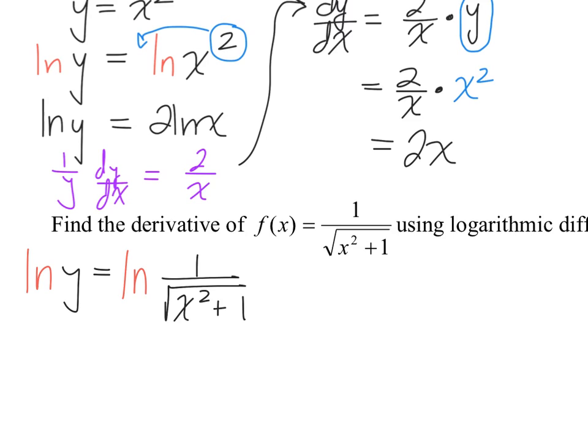All right. So the first question involved the natural log on the right-hand side with a power. Here, there's no power, or at least no obvious one just yet. But there is a quotient. Right? So I could write this as ln of 1 minus ln of this radical, but I'm not going to write it as a radical. I'm going to write it as x squared plus 1 to the 1/2 power.